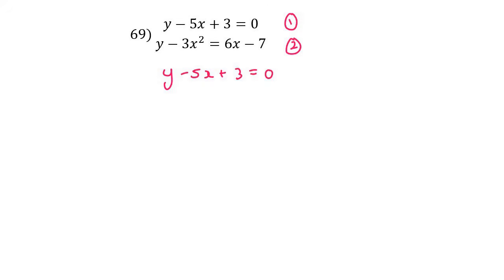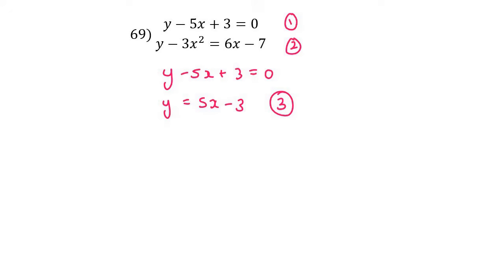And I'm going to try get that y alone, because it's so nice and easy to get. It's by itself already, so you just have to move stuff to the other side. So it's going to be 5x minus 3. Now, because we've rearranged it to make a brand new equation, we'll call this number 3, just to help the teacher who's marking understand what's going on.